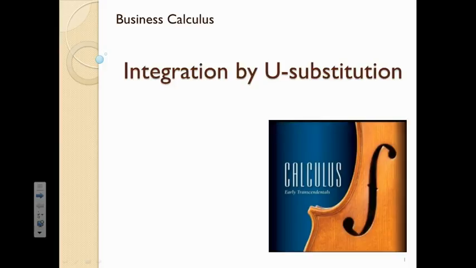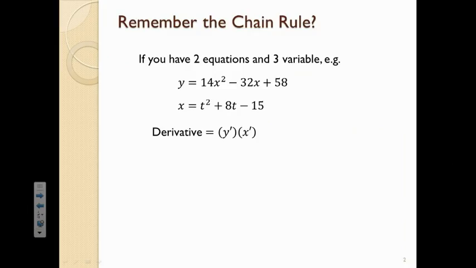Now, if you remember the chain rule, when we had two equations, for example here, we have y equals 14x squared and so on, and a second equation that uses the x, and it's equal to something in terms of t's. We said that when we take the derivative of this, using the chain rule, we would take the derivative of y and multiply it by the derivative of x. Well, that was simple enough. As part of that, I had said that what we're really doing is the derivative of y with respect to t. Our answer ends up being in t's, but it's the derivative of both of these multiplied together.